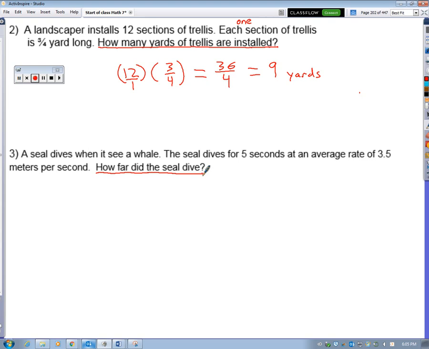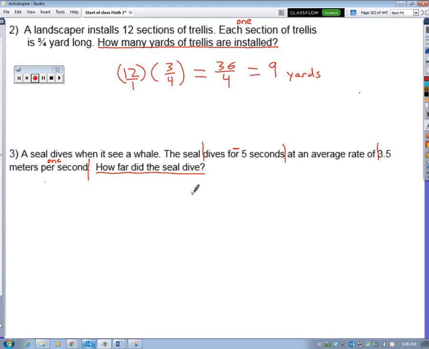Let's go through and identify our facts on this one. The seal dives for 5 seconds. That's how long it dove for. Diving, it's going further down, so that's going to be negative. At an average rate of 3.5 meters per second. Now this per, that's kind of like each. That means 1. Per and each both mean 1. How far did the seal dive? We're trying to find the total.